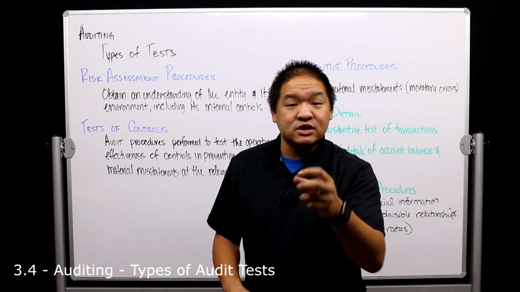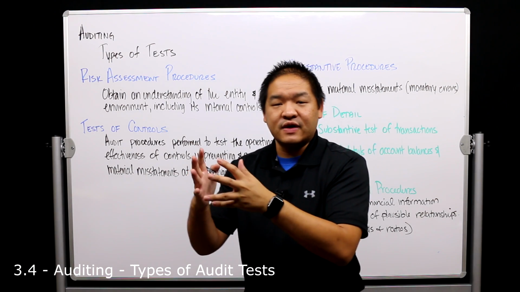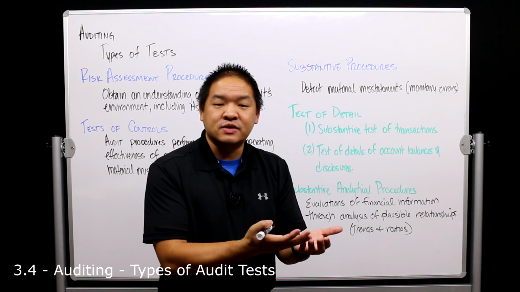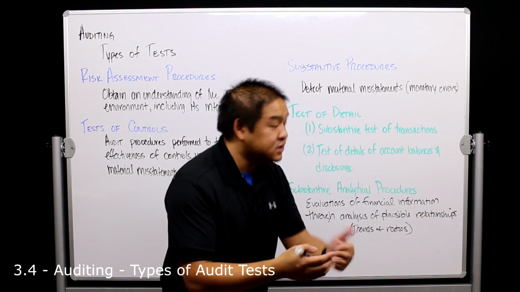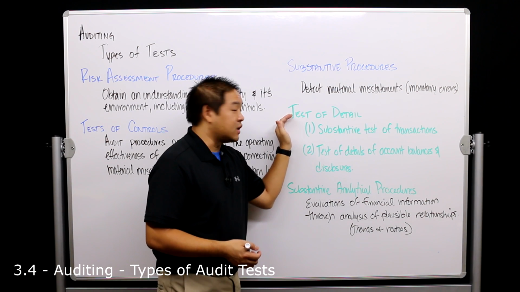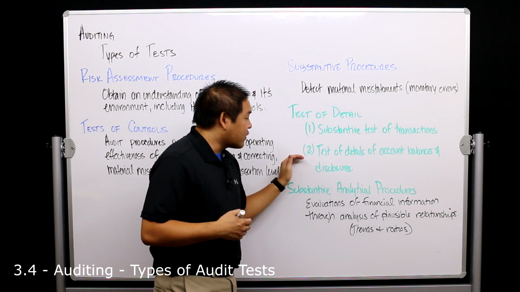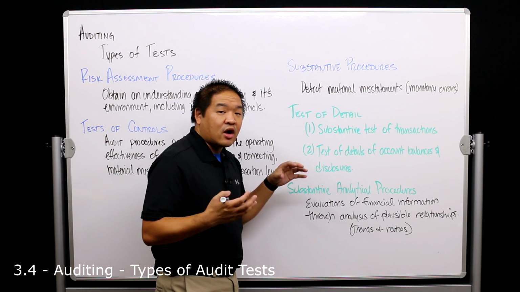If the industry says the gross margin is 12%, then we're going to say, well, if the industry is showing 12% on average, why is our client showing 40%? Now we're really going to need to look at those, and to look at those, we're going to use tests of details. So we're going to look at the transactions that underlie the data for the account balances, and we're going to look at the test of detail of account balances and disclosures to see, does it all make sense?